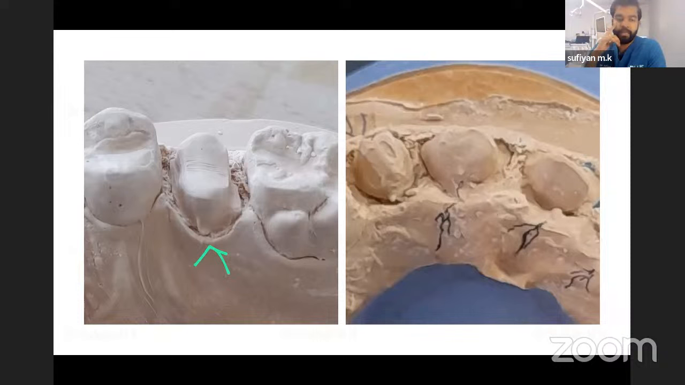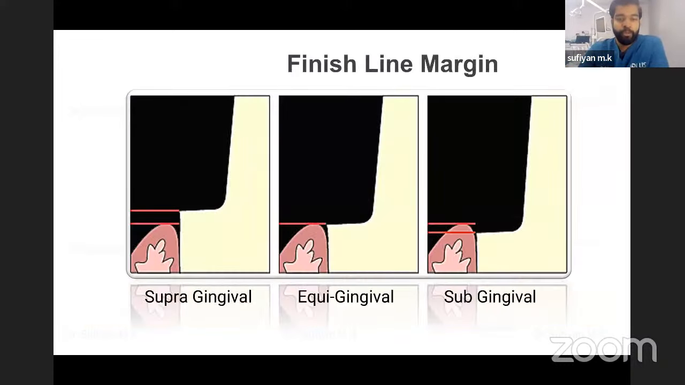If your impressions are not good, your cast will be like this. You cannot rectify the cast here. You have to make a new impression. At what expense again? Your time. You have to arrange appointments. You have to explain to the patient, right? So all these also contribute to the occlusal interferences.